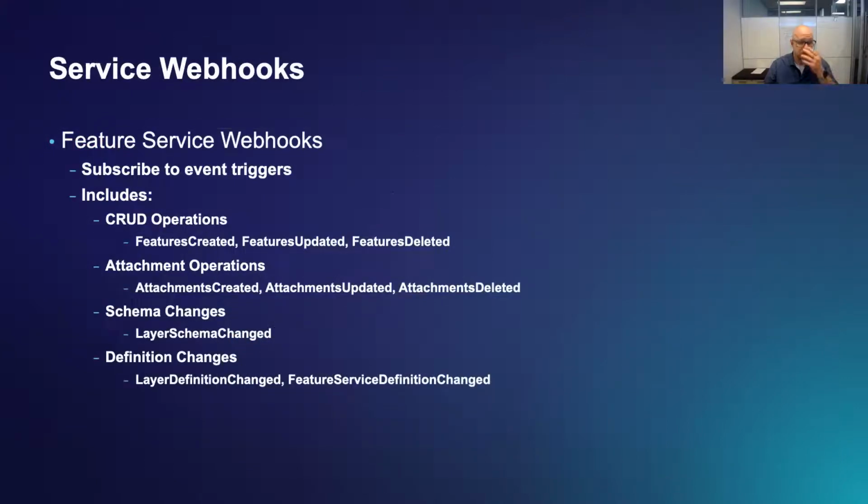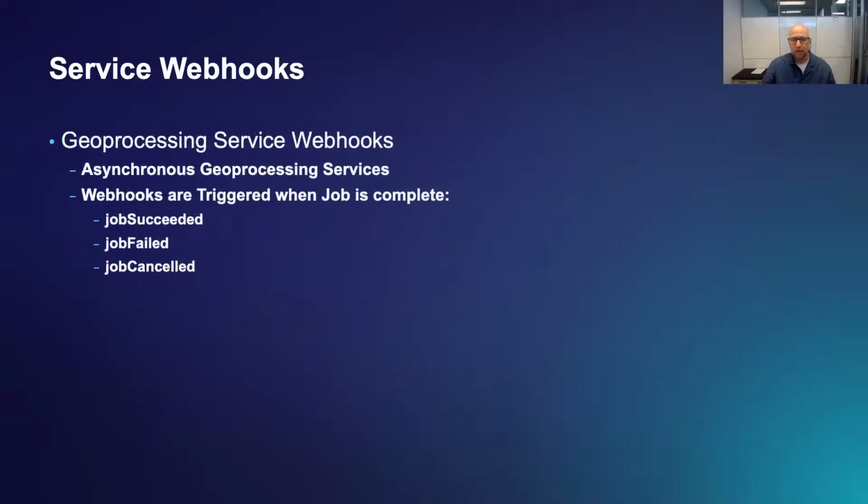So here are some events that a service webhook might be able to support. For example, with a feature layer, we can support some of the editing operations. We can support changes to attachments, changes to schema, or changes to the overall definition of the entire feature layer, which might include adding a new layer to this particular feature service. On the geoprocessing side, again, you can just be notified when the job completes, whether it's successful or not.